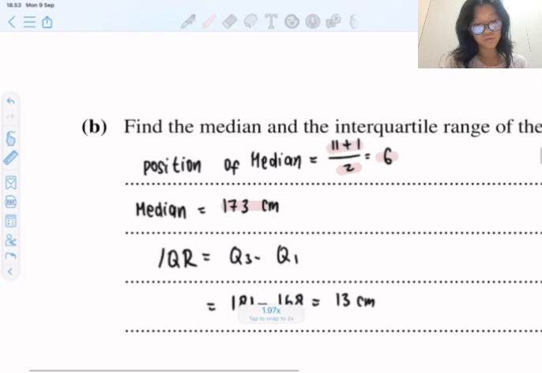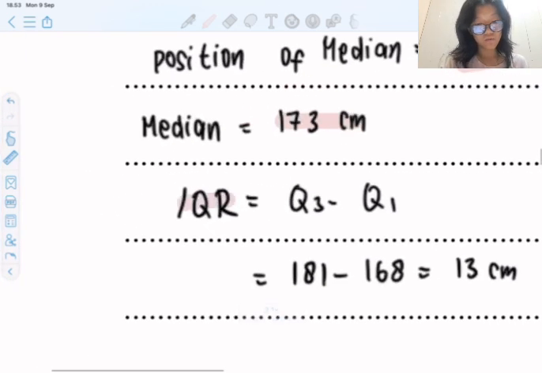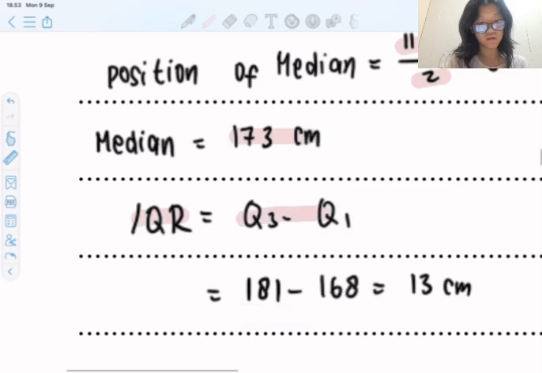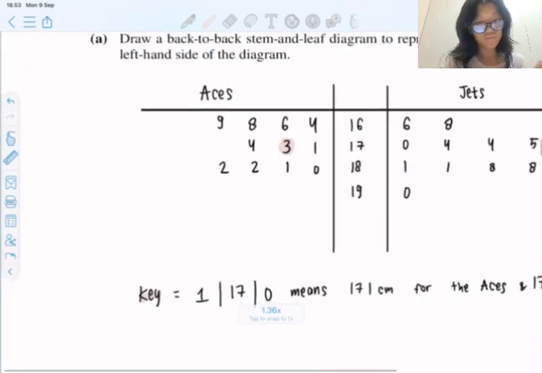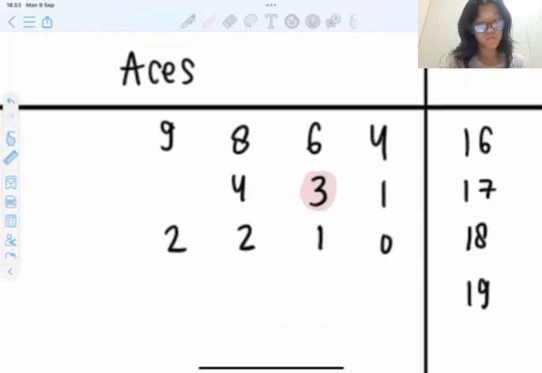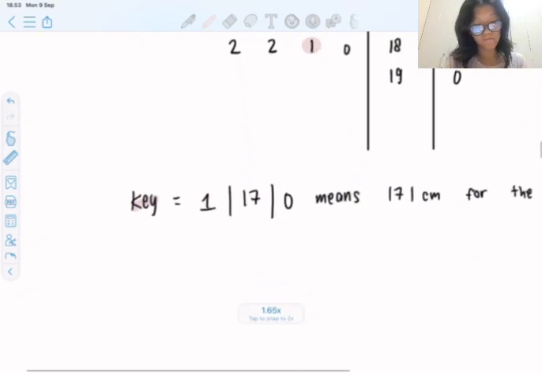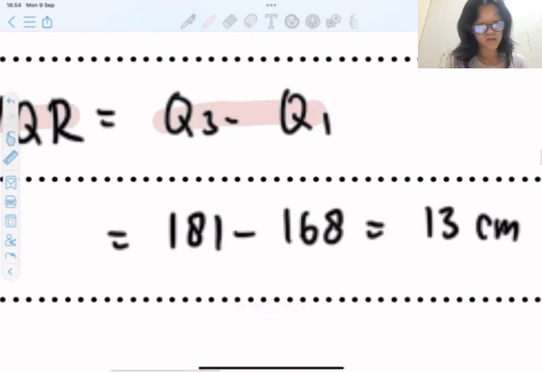Next, we need to find the interquartile range, which is Q3 minus Q1. To find Q1, first of all, we need to find the middle point of the first half, which is 168 centimeters. And for Q3, we need to find the middle of the last half of it, which is 181 centimeters. So we need to subtract both of them. 181 minus 168 equals 13 centimeters.